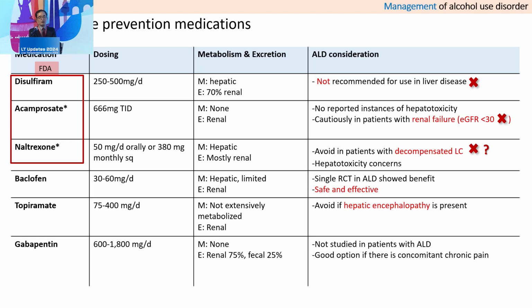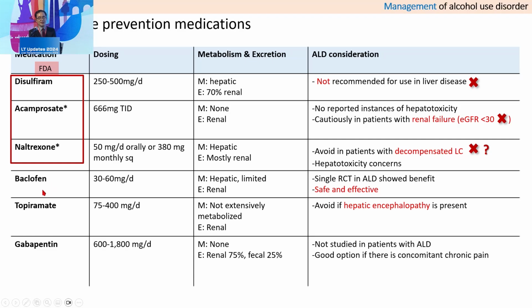When managing alcohol use disorder, several relapse prevention medications are available, each with specific considerations for liver disease. Disulfiram is not recommended for liver disease due to its hepatic metabolism. Acamprosate is generally safe, but should be used cautiously in renal failure. Naltrexone is metabolized by the liver and should be avoided in decompensated liver cirrhosis due to hepatotoxicity risks.